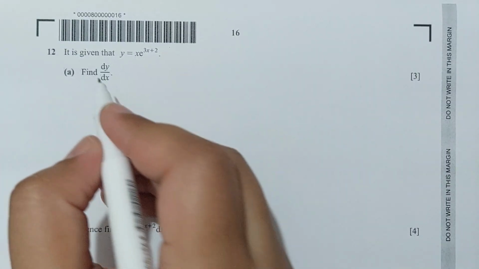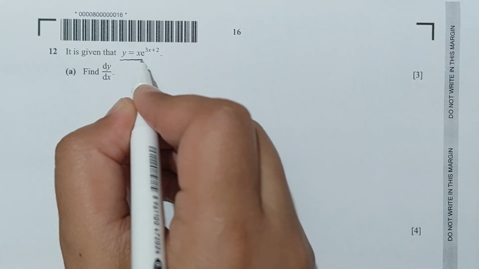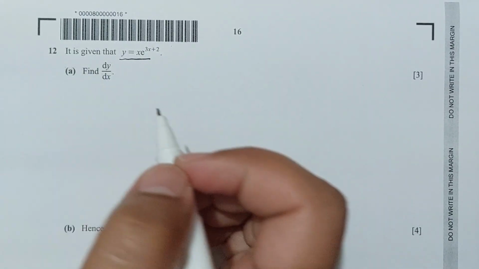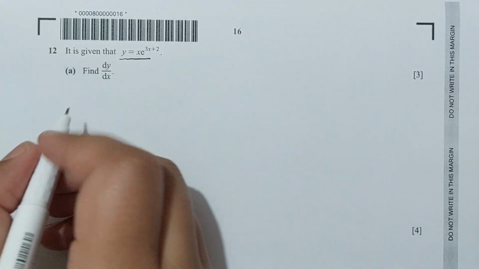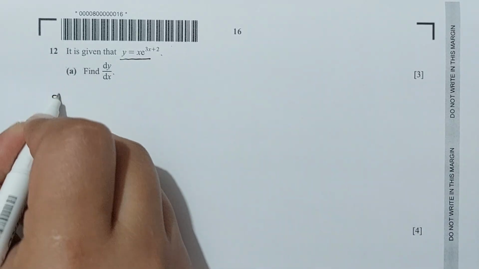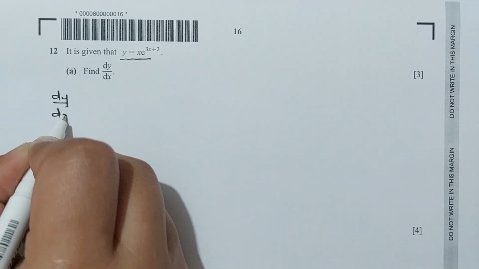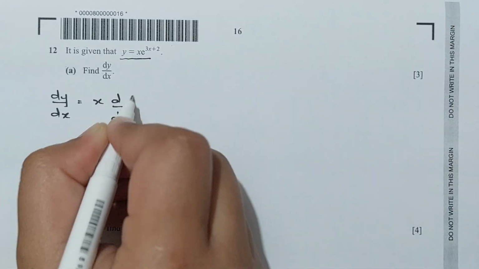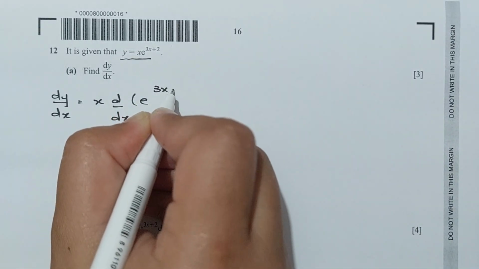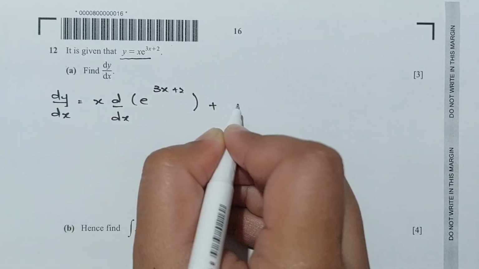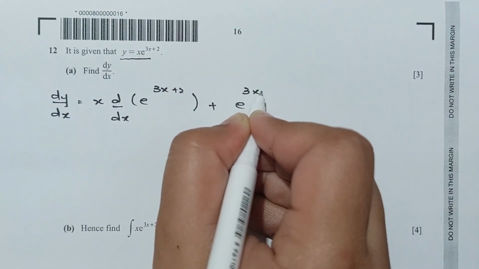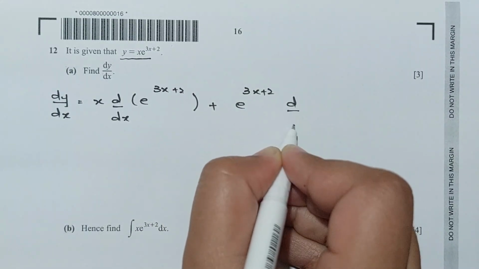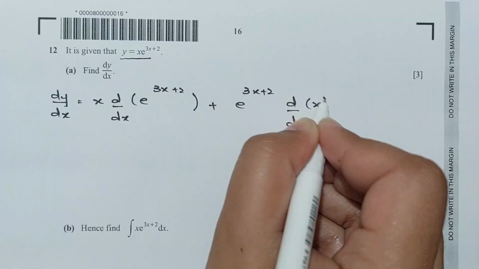Question number 12. It is given that we have the function y in terms of x. Part A, find dy over dx. It's a product rule. So dy by dx would be equal to the first function as it is, the derivative of the second function, plus the second function as it is, e to the power 3x plus 2, and the derivative of the first function, that is x.